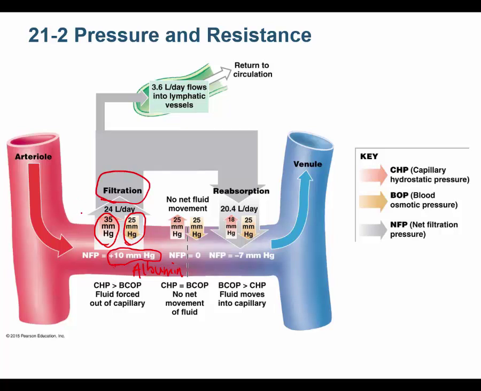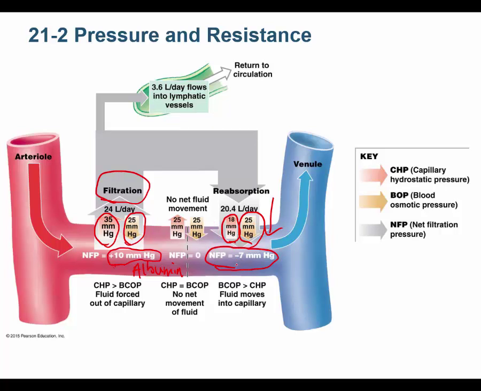But that's only at the arterial end. At the venular end, I have a capillary hydrostatic pressure of 18, and I still have the same amount of albumin, so my blood colloid osmotic pressure is 25. So my blood colloid osmotic pressure is greater than my capillary hydrostatic pressure, and I have a tendency to reabsorb fluid into my capillary. By how much? Well, 18 minus 25 is negative 7. That means my net filtration is negative 7.